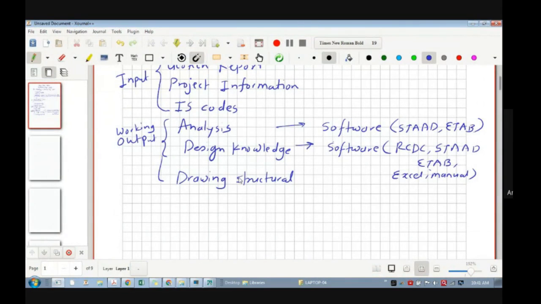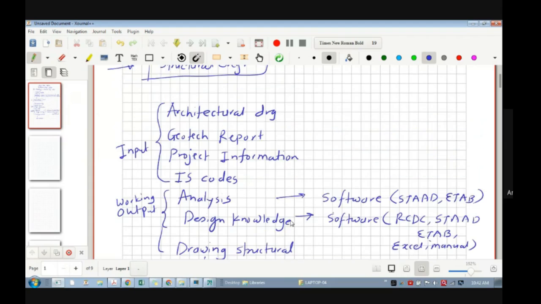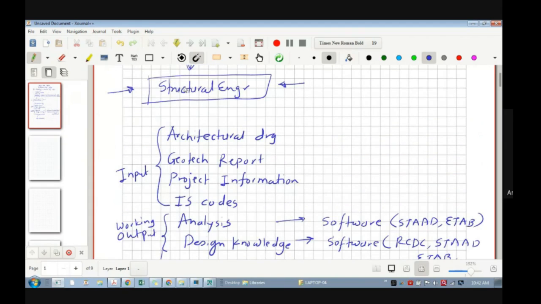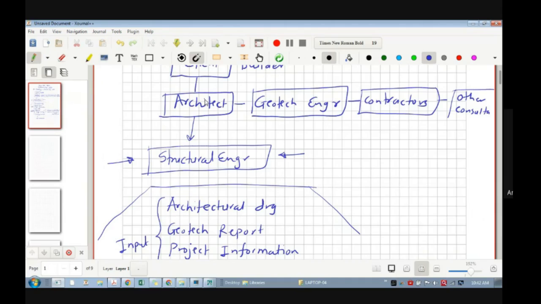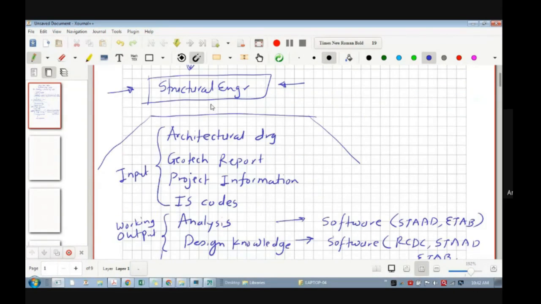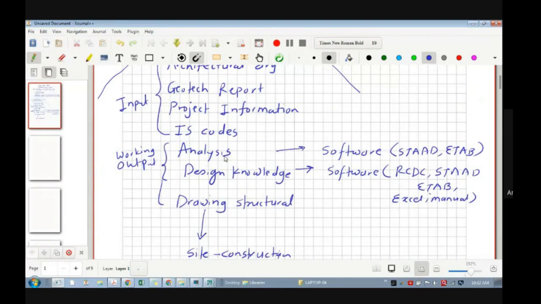And then these structural drawings go for site construction. The contractor will use this. So this is the overall flow of the work, and this is the structural engineer's scope. This is the area in which the structural engineer is working. There are many other people, but their role is different. Architect is doing architectural drawing, geotechnical engineer is doing geotechnical reports, contractors are doing construction, and other consultants are doing their job. And the structural engineer requires all this information.